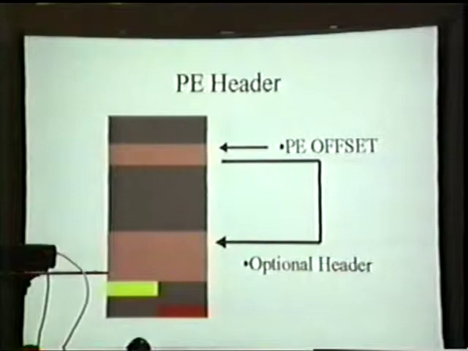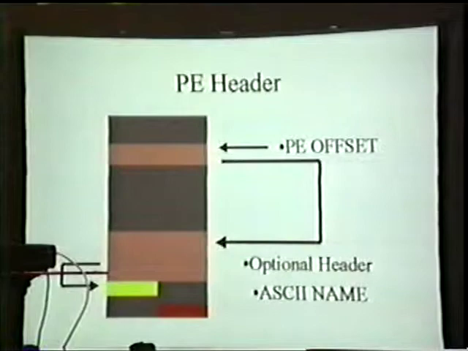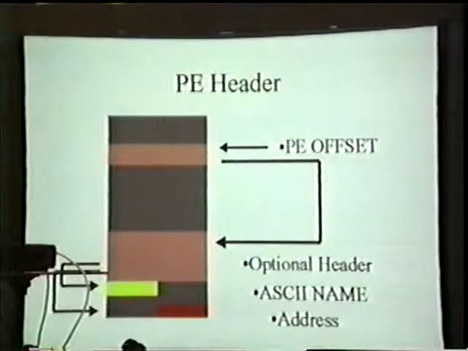Inside of the PE header is an offset, which points to another part of the header, and then inside of that part, there's an ASCII name and a corresponding address. It's telling me that this function, by this name, runs or exists in memory at that address. It's already there for me, and it's already loaded into memory.